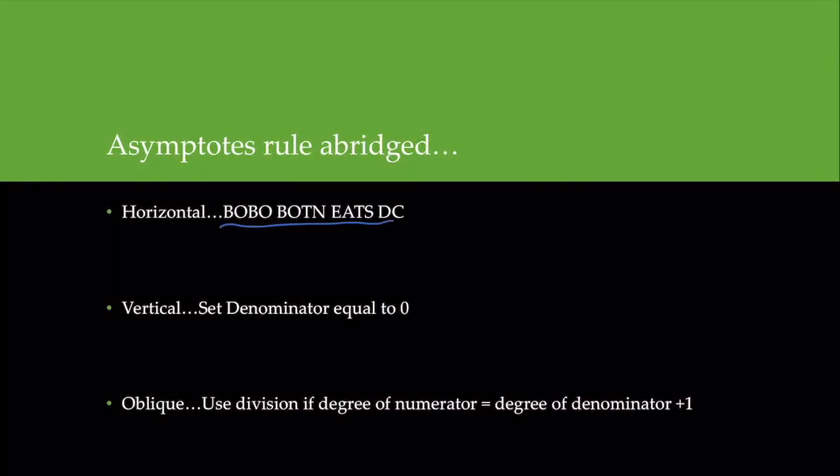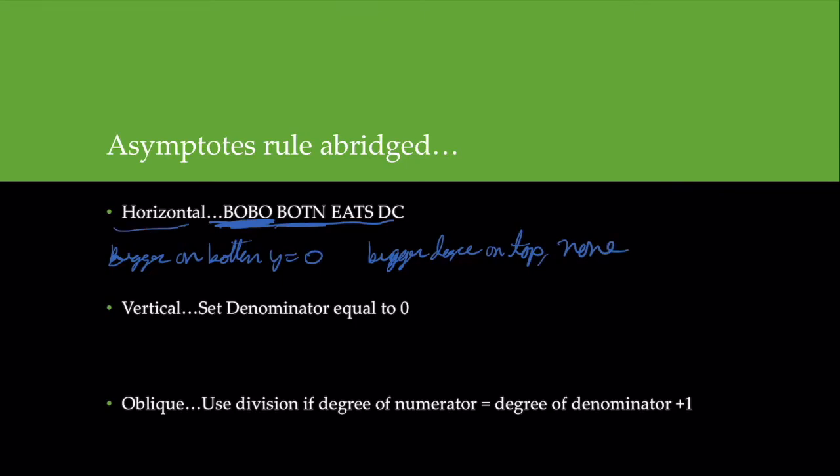So first off, for horizontal is BOBO BOTN EATS DC, that's what she said. BOBO stands for bigger on bottom. So if I have a bigger degree in my denominator, y equals 0. BOTN means if I have a bigger degree on top, so my numerator, then there's no horizontal asymptote.